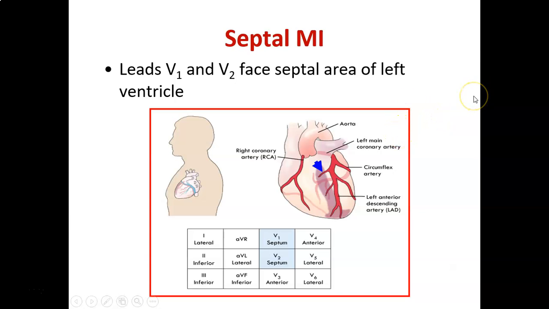If you want to see the septal wall myocardial infarction or septal myocardial infarction, you have to look at the leads V1 and V2. These leads face the septal area of the left ventricle, and it's due to the blockage of these septal branches.